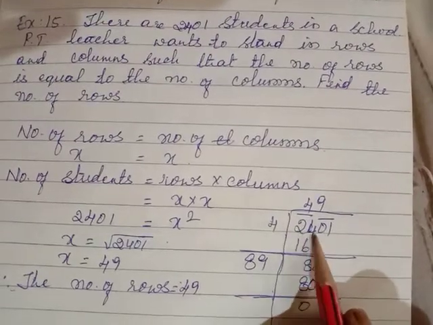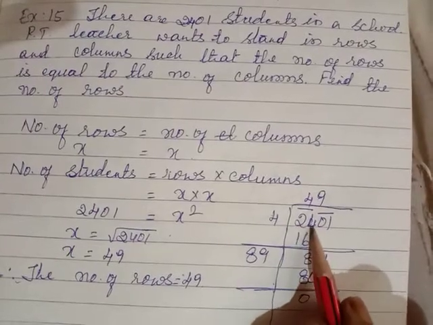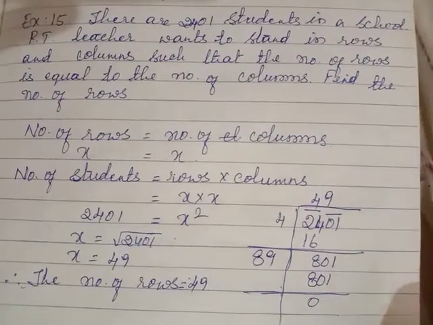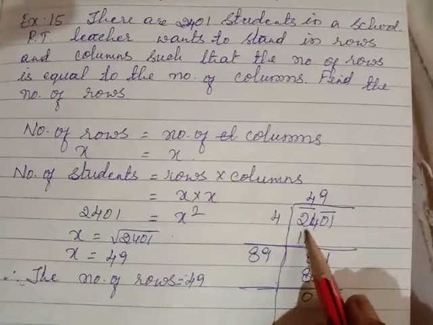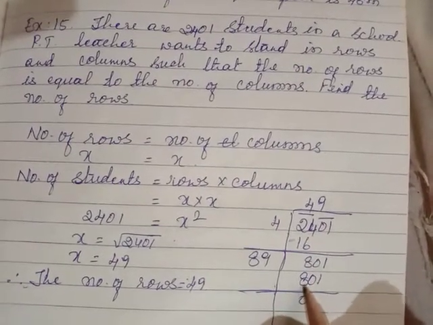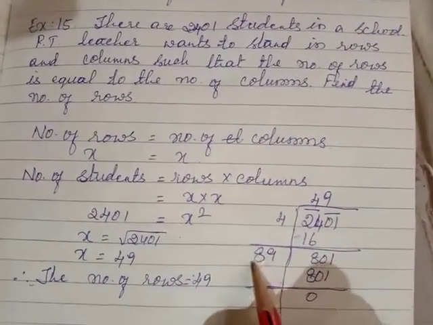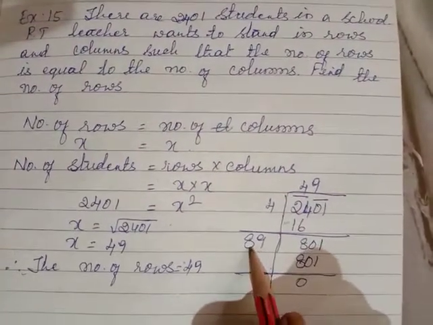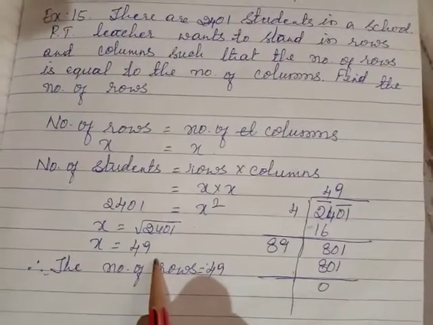Group 2401. Then the nearest square for 24 is 16, is it not? 4 4s are 16. 5 5s are 25, so it is 1 more. So therefore we have to take 16 only. 4 4s are 16. 24 minus 16 is 8. Then 01 you take down. Then here you have to match with this digit, choose which digit to take. 89 9s are 801. So x is equal to 49.